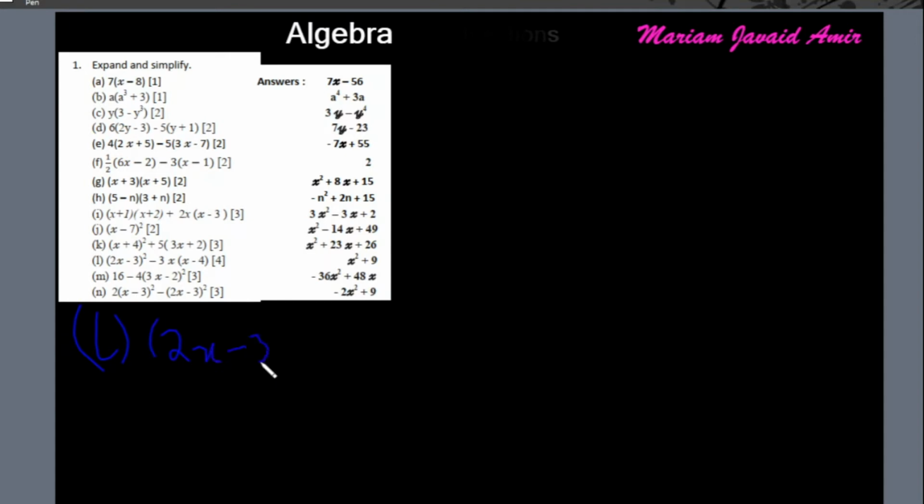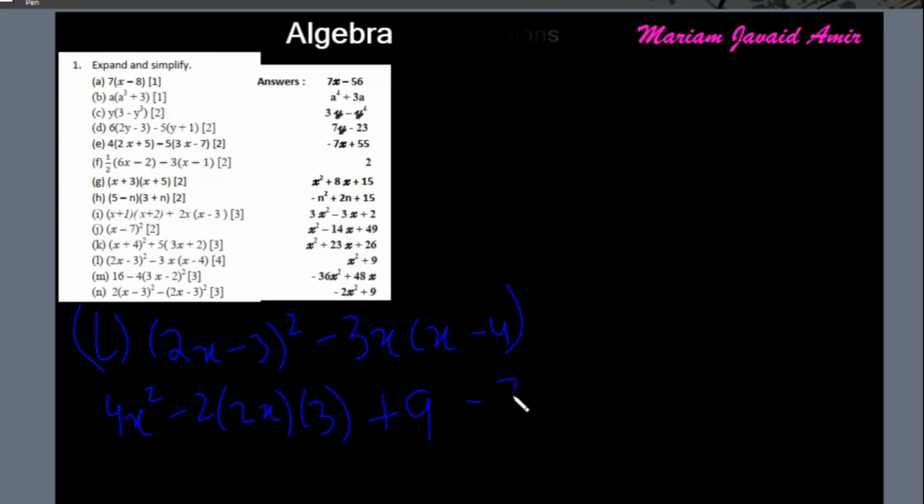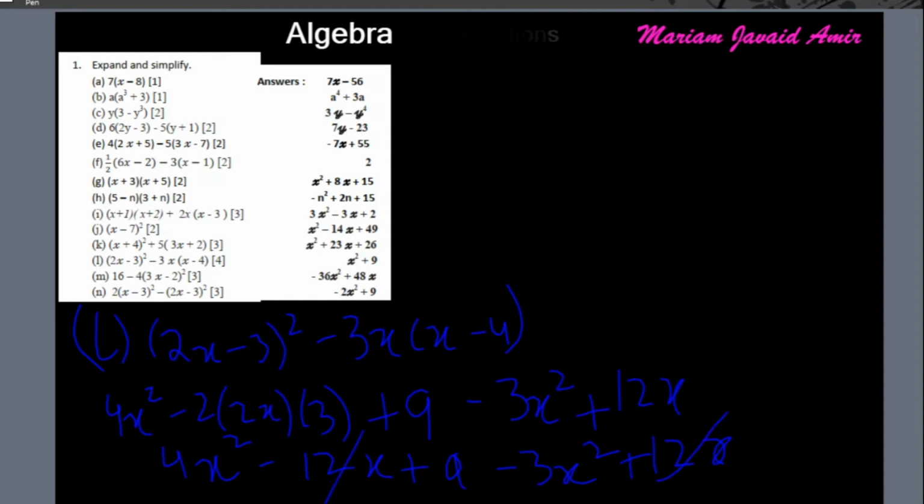Part L, (2x minus 3) whole square minus 3x(x minus 4). Opening this with the formula a square minus 2ab plus b square, so a square will become 4x square, minus 2ab will be minus 12x, plus b square will become plus 3 square, which is 9, minus 3x square plus 12x. So this becomes 4x square minus 12x plus 9 minus 3x square plus 12x. 12x and minus 12x get cancelled.